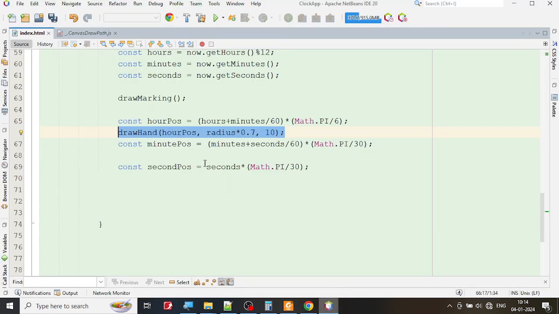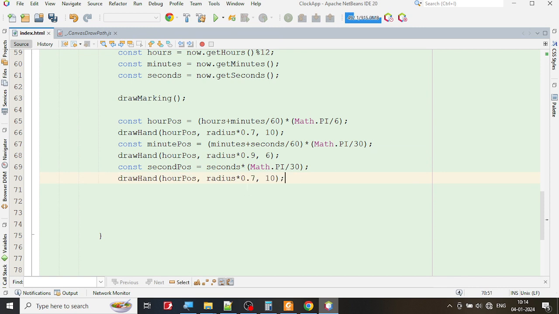That is done. Okay. What about the minute hand? Minute hand is, say, slightly longer, 0.9 let's say, and it is thinner than the hour hand. Done. Let's go for the second hand. Second hand is maybe still less than that. Okay, I don't know, and it is still thinner. Okay, done.